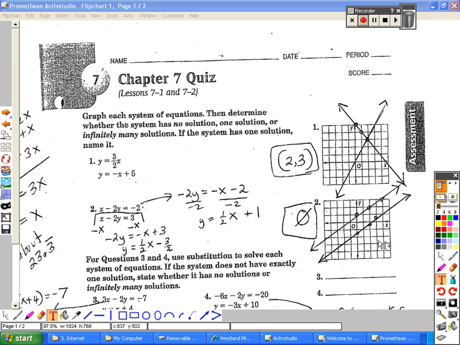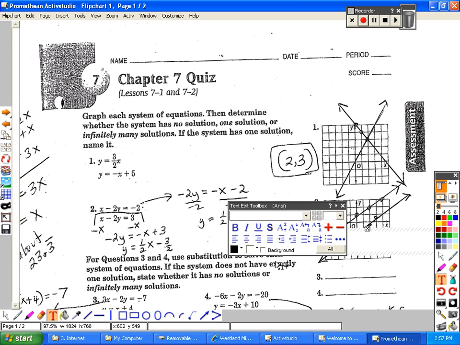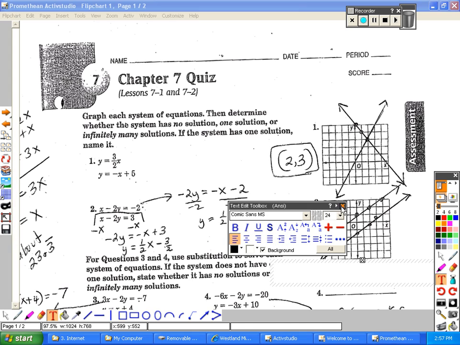And then the other one has a y-intercept of 1, but it goes up 1 over 2. Right here, you notice that the slopes are the same. So even if you didn't graph them, you would know that there is no solution because they do not intersect.